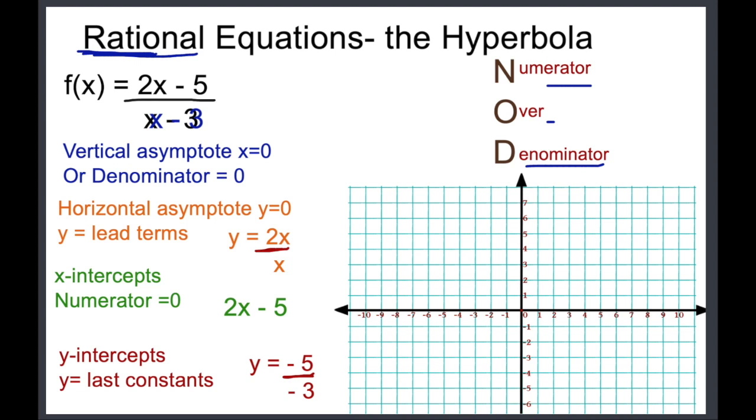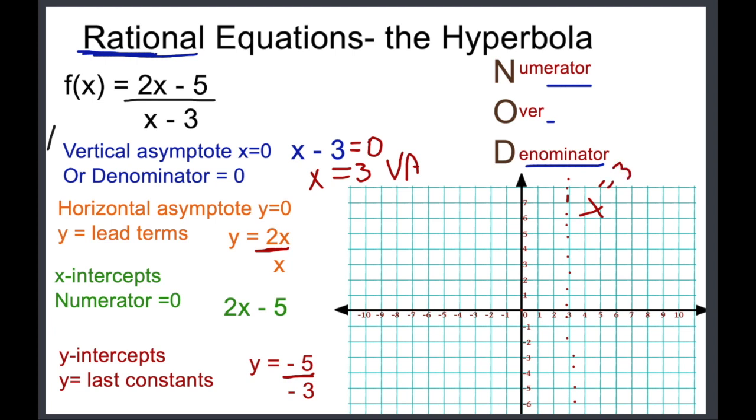In this one we want to talk again about the vertical asymptote. First thing, the vertical asymptote, which in this case is the denominator set equal to 0. So we're going to take x minus 3 and set it equal to 0. So x equals 3 is the vertical asymptote. So over here at x equals 3, we're going to put our vertical asymptote.